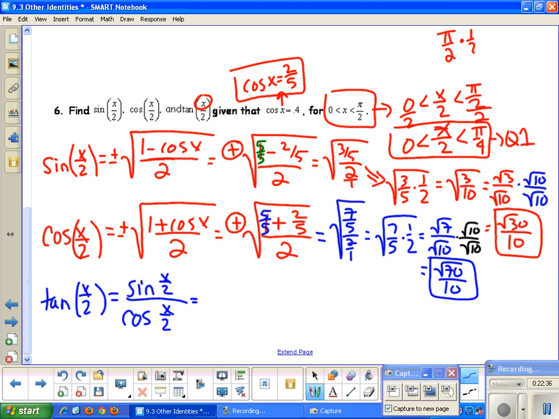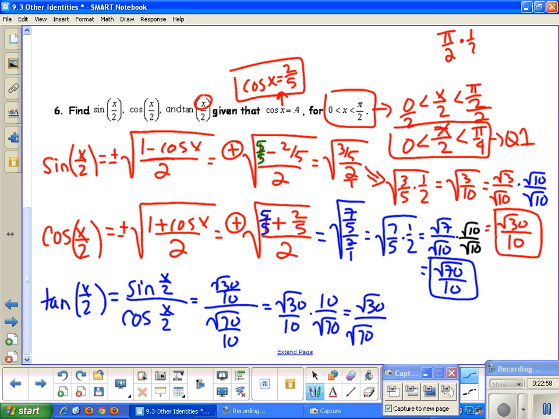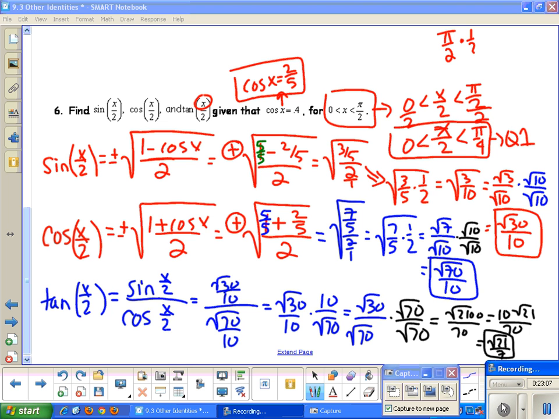So in this case, sine, my answer was root 30 over 10 divided by cosine, which is root 70 over 10. So when we multiply by the reciprocal, I get root 30 over root 70. And then, of course, we don't like to have radicals in our denominator. So when I simplify, root 70 times root 30 gives me root 2100 over 70, and then that simplifies into 10 root 21 over 70, which is root 21 over 7.